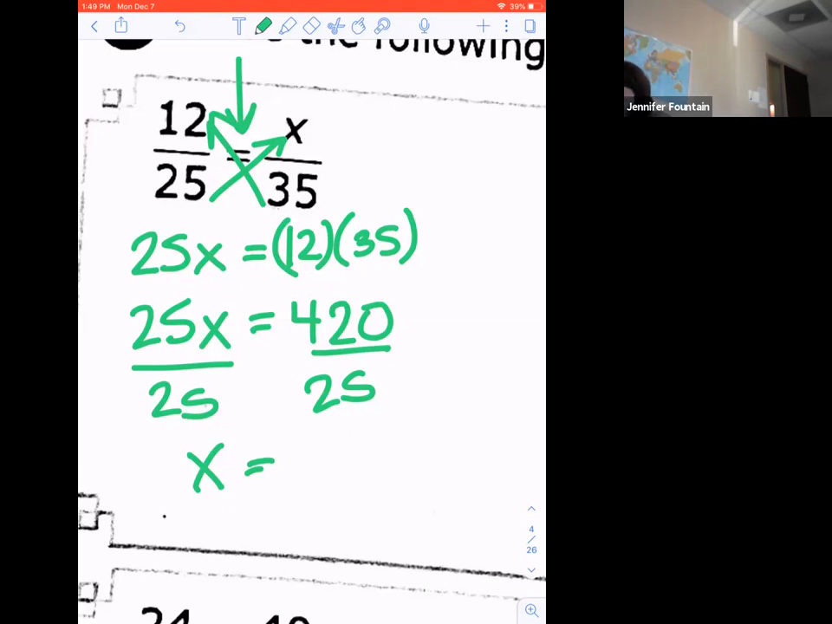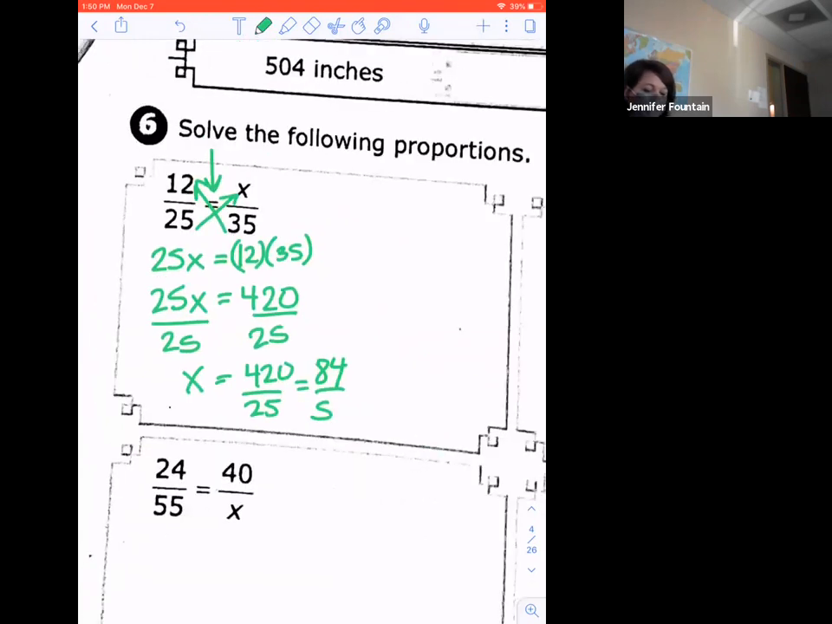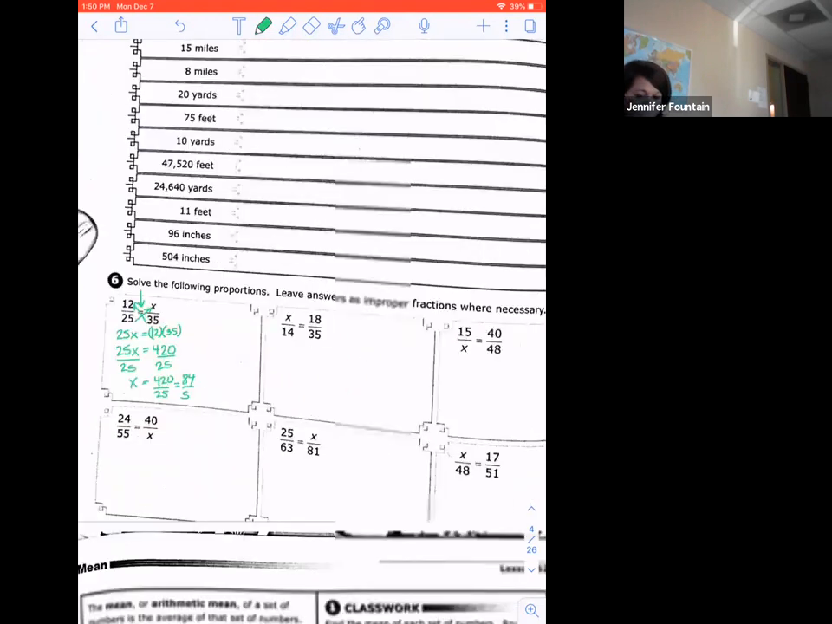Okay, actually, the way that they showed to do this, instead of multiplying that together, so we can see that these are not going to equal out. This is going to actually be a decimal. Okay, so it does say to leave as an improper fraction. So I know X is equal to 420 over 25. So now I'm going to simplify that, and I'm over 5. Okay, so just remember proportions, I cross multiply to solve, okay?